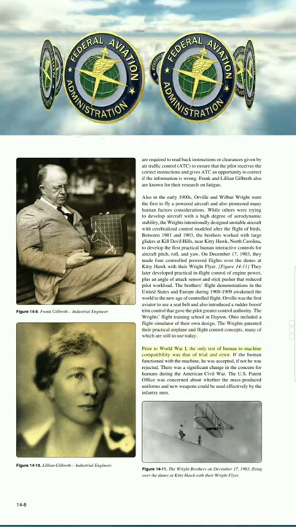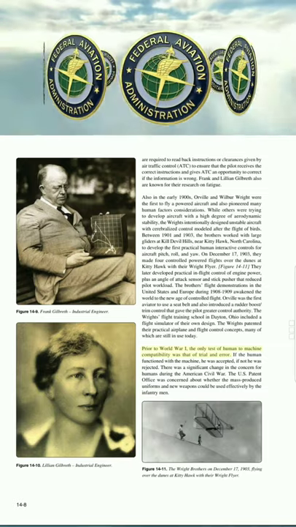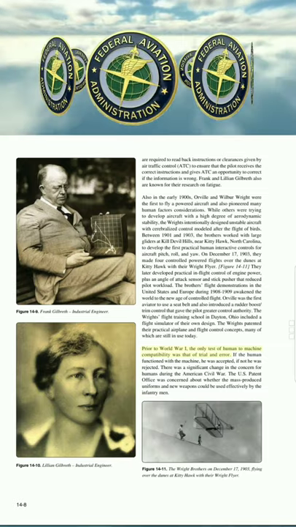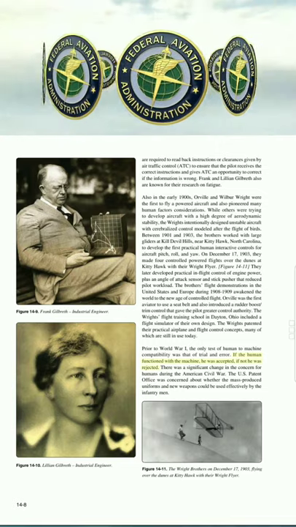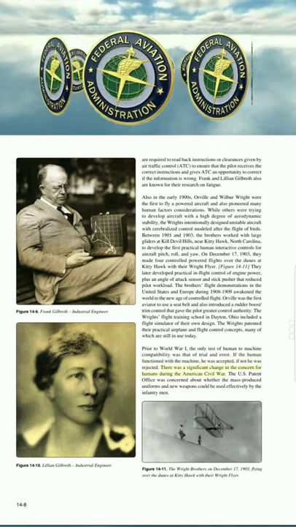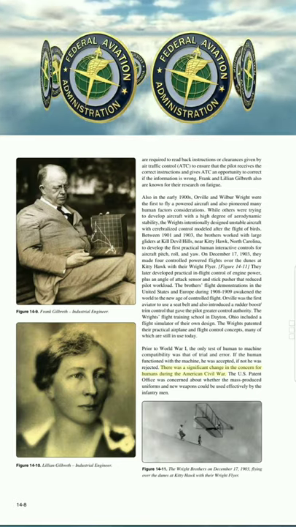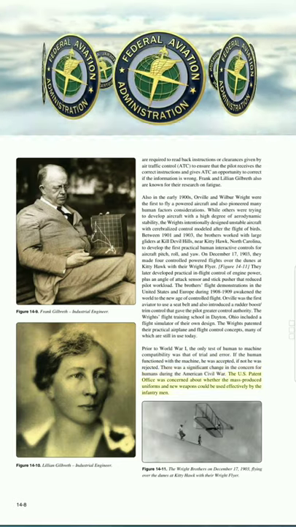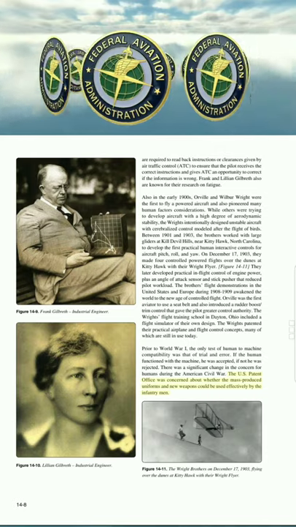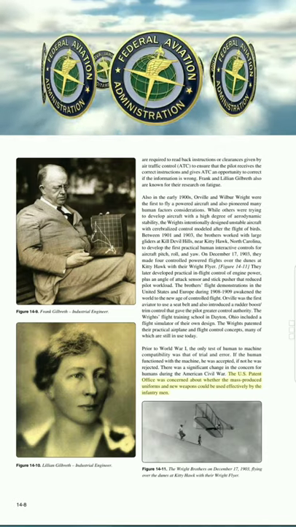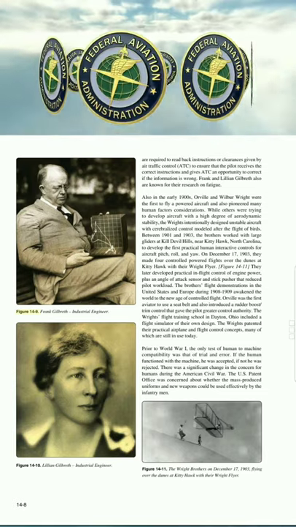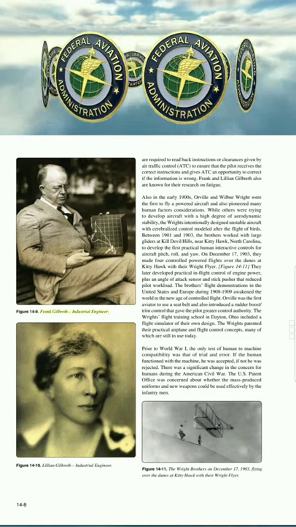Prior to World War I, the only test of human-to-machine compatibility was that of trial and error. If the human functioned with the machine, he was accepted, if not, he was rejected. There was a significant change in the concern for humans during the American Civil War. The U.S. Patent Office was concerned about whether the mass-produced uniforms and new weapons could be used effectively by the infantrymen. Figure 14-9. Frank Gilbreth, industrial engineer.